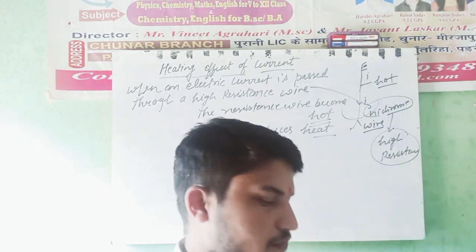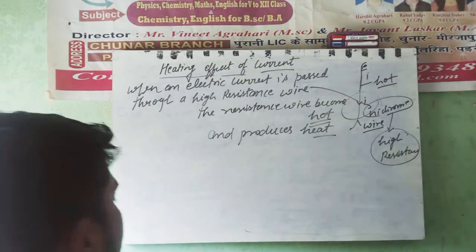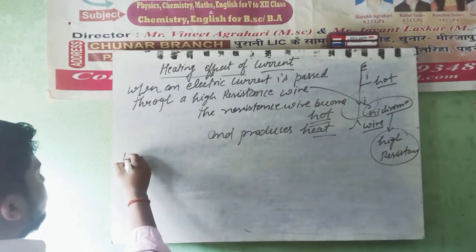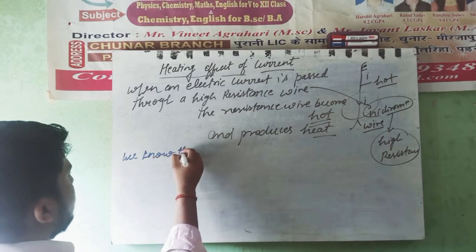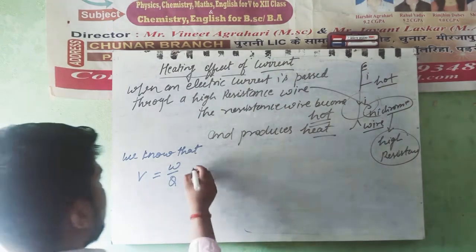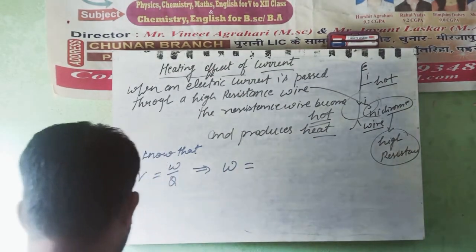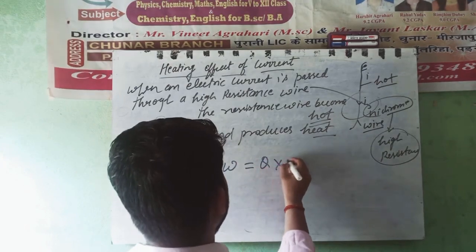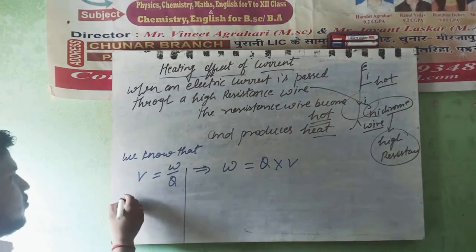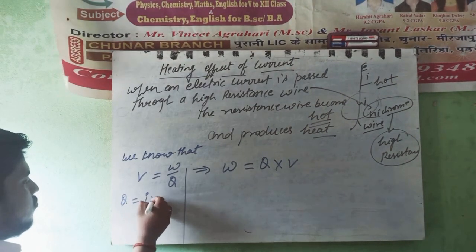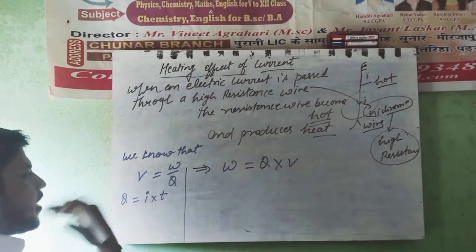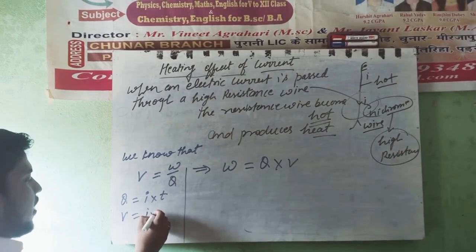So what will be the formula for heating effect of electric current? We know that potential difference V is equal to W upon Q. Means if we are talking about work done, then W is equal to Q into V. Is it clear? And we know that Q is equal to I into T, because I is equal to Q upon T, then charge Q is equal to current into time, and according to Ohm's law, V is equal to I into R.